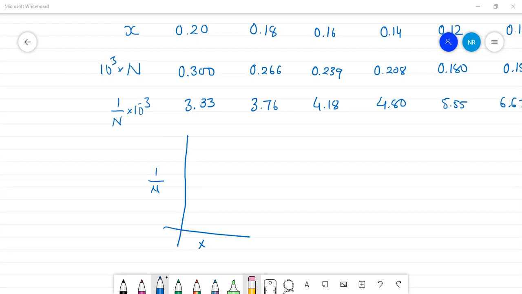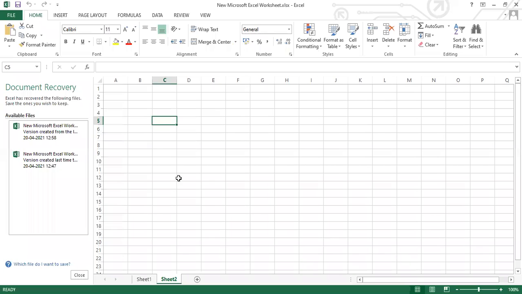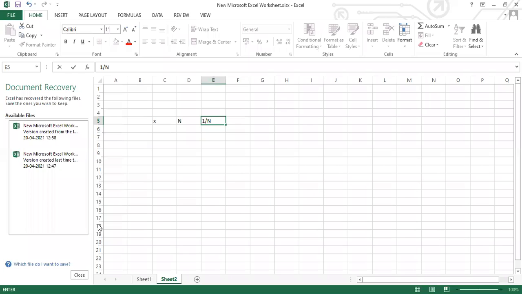So as you see here in Excel, we have x. Let's draw a graph, and using the graph we can know how to calculate it.